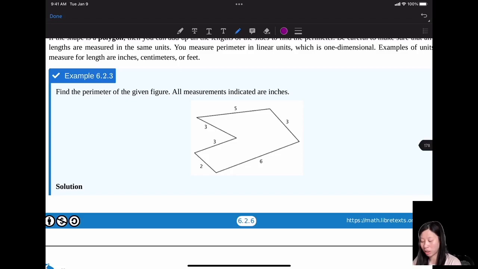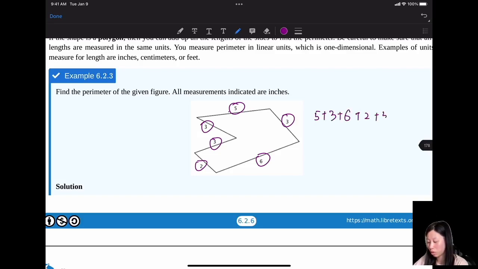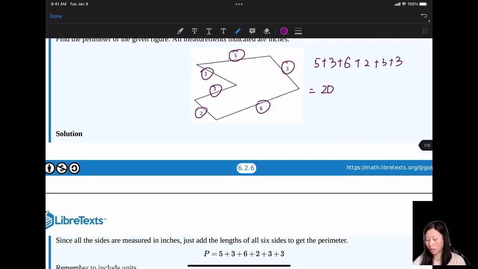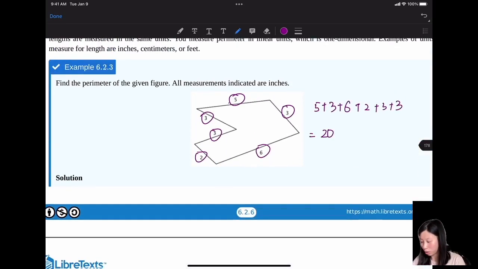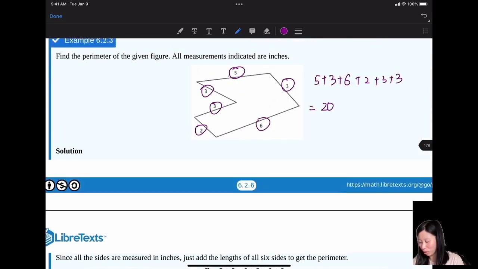So, as an example, in this case, you just need to add this side, the sum of all the lengths of the sides. So the perimeter equals 5 plus 3 plus 6 plus 2 plus 3 plus 3, which equals 20. So that would be the perimeter of a polygon, right? 22 inches. Haha, I must have done something wrong.